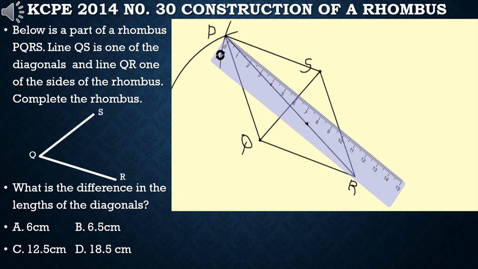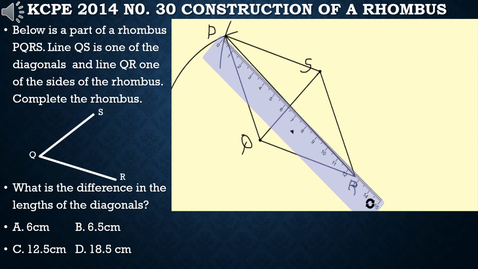You measure the other diagonal, you place it at point P, and you place this one here, and you can see it is exactly 12.5. You can also see it in the choices. So now the difference between 12.5 and 6 is 6.5. So the difference between the two diagonals is 6.5. That is the answer.